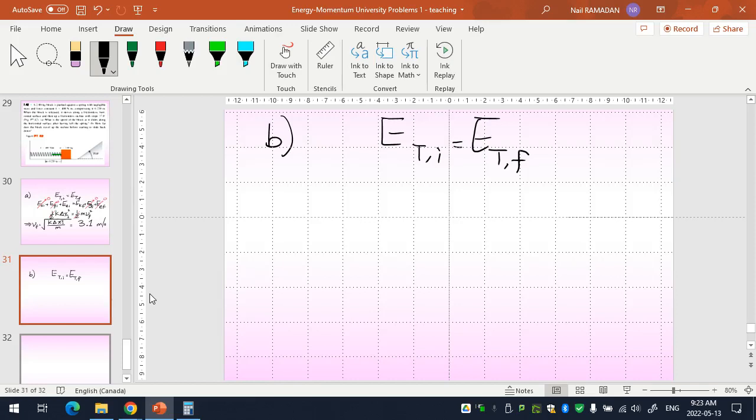The maxed out one is EG. Now, which ETI could you take? Could you take your ETI to be the very first one, or the moment it leaves the spring? Yes, you can, because ET at any moment is conserved. Let's go back to the very beginning. All of the elastic energy at the very beginning is equal to the EG at the very end.